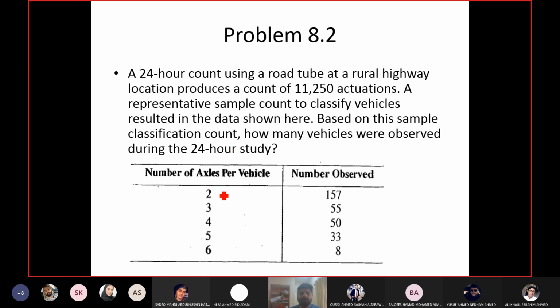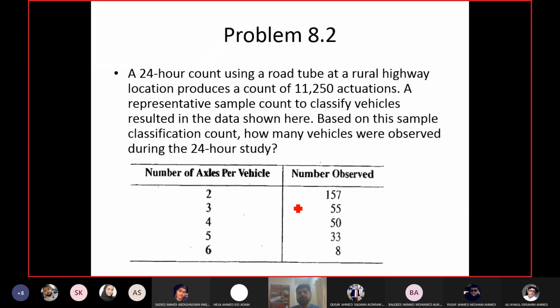So you have the number of axles in a vehicle, and you have the number of vehicles observed with these axles. Number of axles, minimum we have 2, maximum we have 6. So 2, 3, 4, 5, 6. And then we have the number of vehicles with those axles. We have 157 vehicles which had 2 axles. We had 55 vehicles which had 3 axles. 50 vehicles which had 4 axles, and so on. These are the number of vehicles which were observed with these many axles.